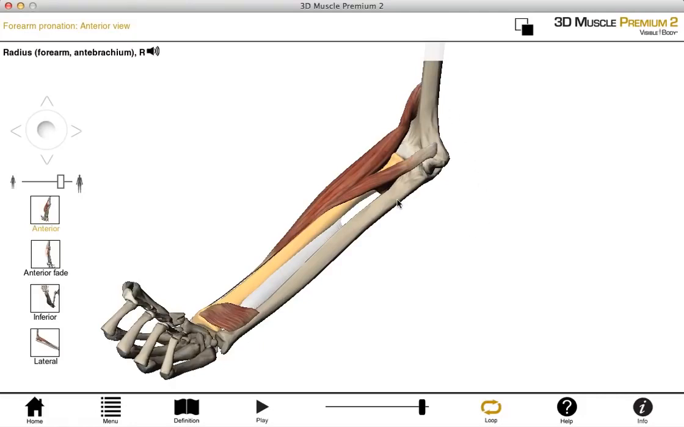Proximally, they articulate with the humerus to help form the elbow joint, and distally, they articulate with some of our carpal bones to help form our radiocarpal joint or our wrist joint.